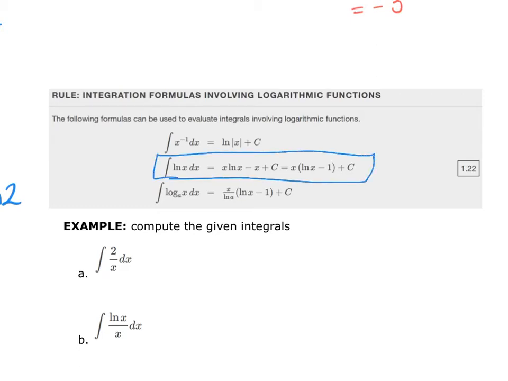When we see the integral of the natural log of x dx, it is going to be equal to x times the natural log of x, minus x, plus our constant. So that is something new. We haven't seen that one before. And then, of course, we have this one as well, which is the log base a. So I'm not using base e. So any base, the common base, or base 2, of x dx.